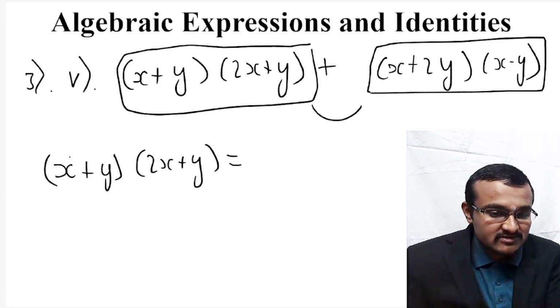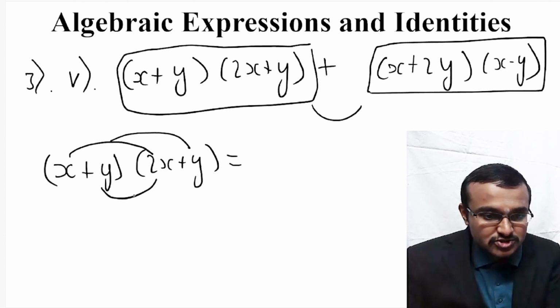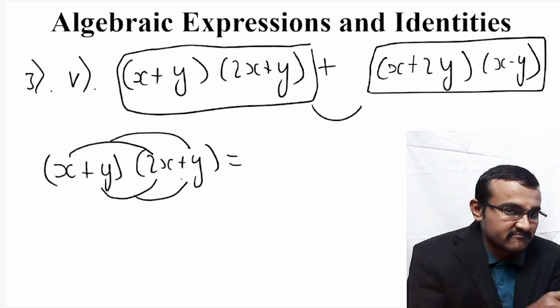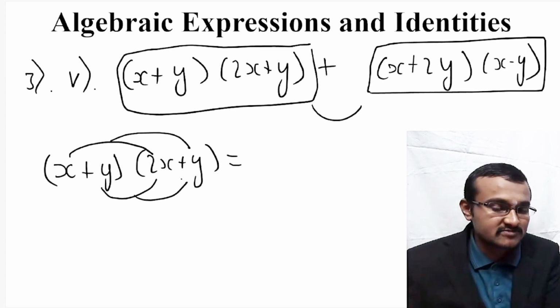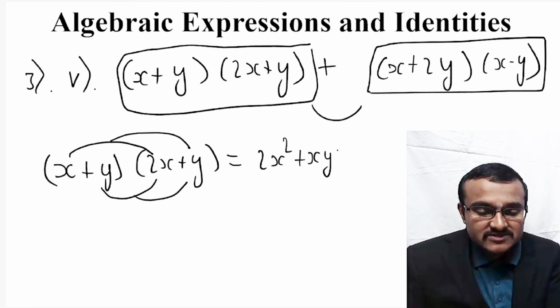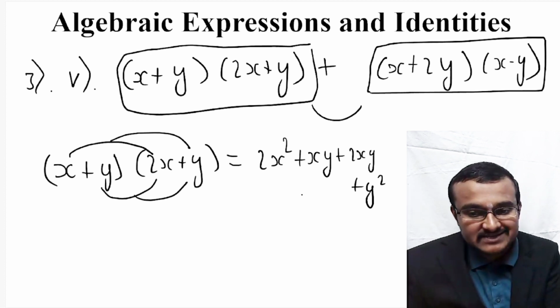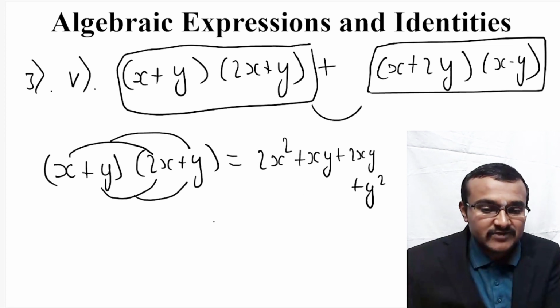Here you should always remember x should be multiplied with 2x and y, and y should also be multiplied with 2x and y, because all the terms of the first polynomial should be multiplied with all the terms of the second polynomial. So x into 2x will be 2x square, x into y will be xy. y into 2x will be 2xy, plus y into y will be y square. So you have got 2x square plus xy plus 2xy plus y square.